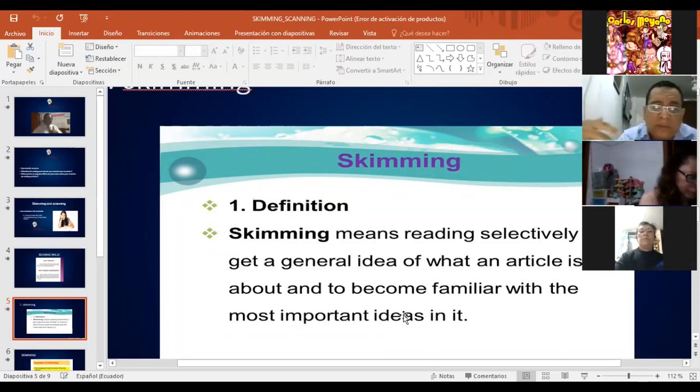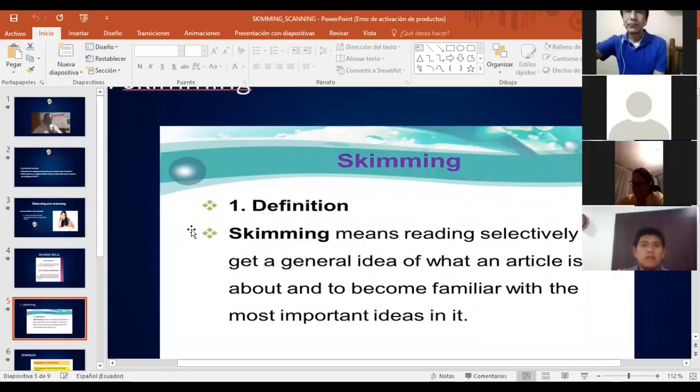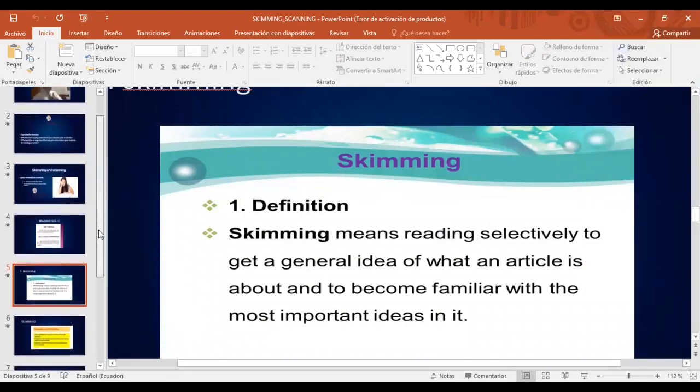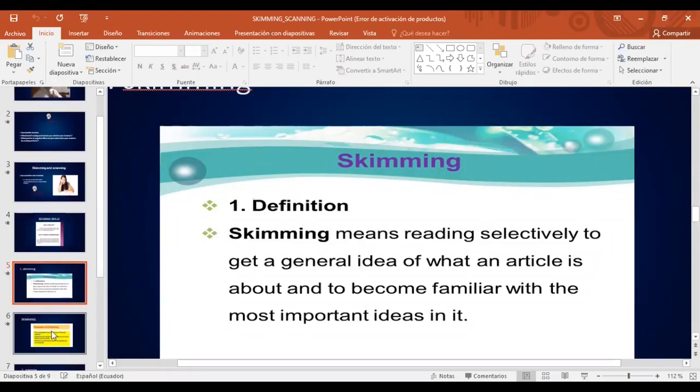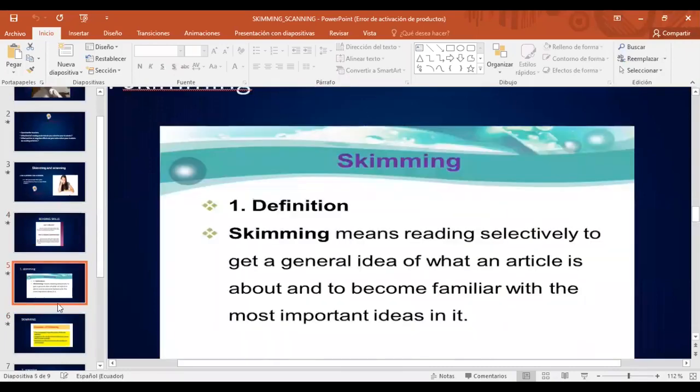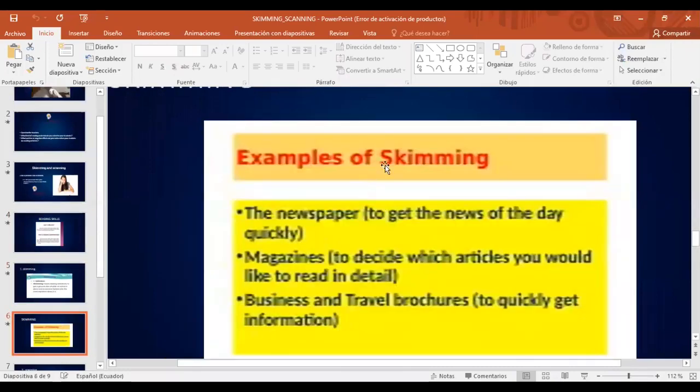So skimming is part of the real life reading skills. So if we know how to adapt these reading skills in our students' cognitive process, it will be beneficial for them. Okay. So I'm going to present more examples, teachers, with these reading skills. So let's go on to skimming here. All right.